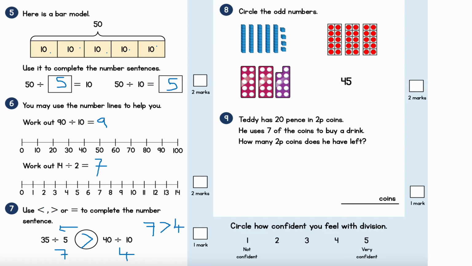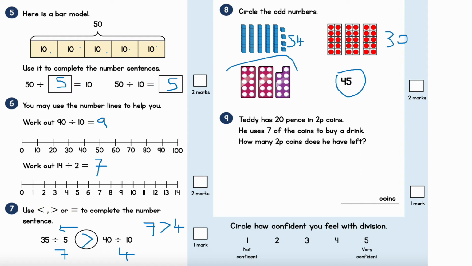Okay. This is question number 8. Circle the odd numbers. Okay, so 45 is an odd number. Now here I've got 1, 2, 3, 4, 5. I've got 54 here, because I've got 5 tens. That's an even number. 10, 20, 30, that's also an even number.